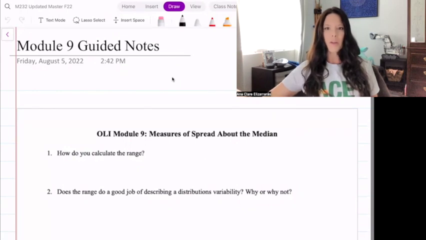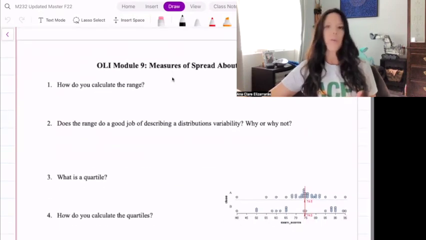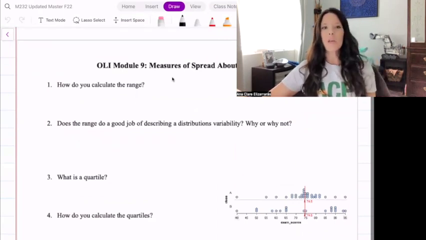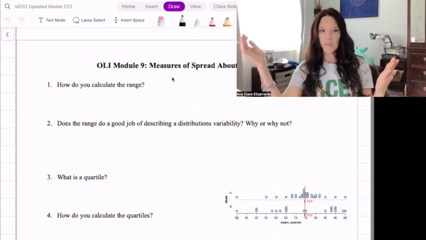Welcome back. We are working on Module 9, where we're going to talk about measures of spread around the median specifically. The first thing that we're going to address is how you calculate the range. We've used the word range in the past couple of modules, and when we were talking about the range, we were talking about the minimum value to the maximum value.